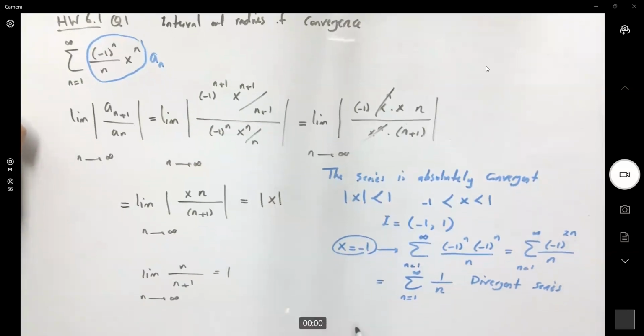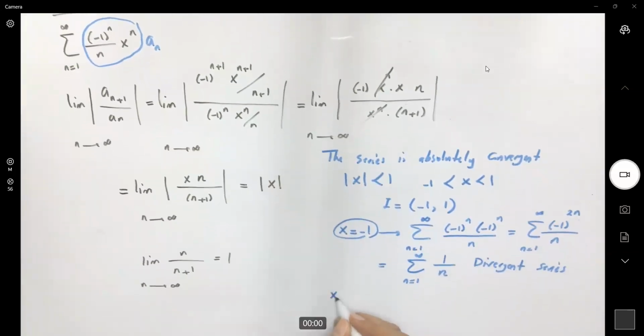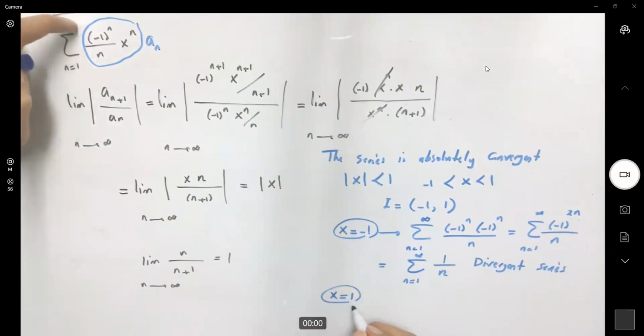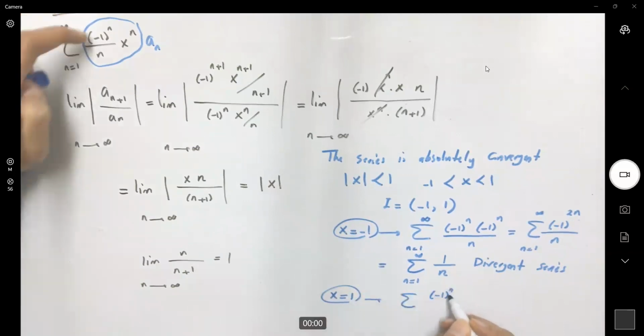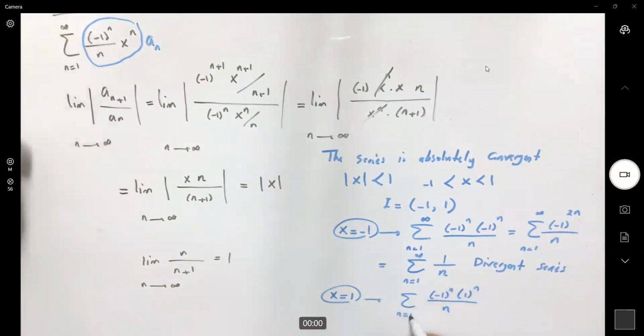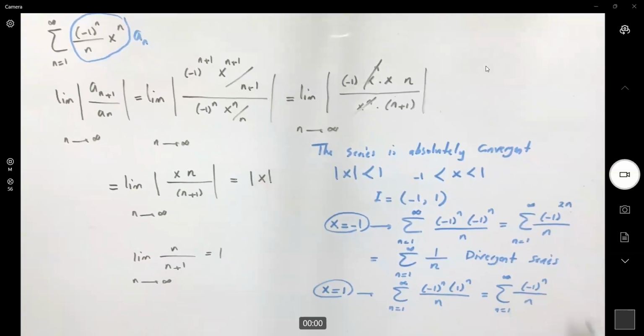Well, what if I plug in 1 into the power series? This becomes the sum of (-1)^n and 1^n divided by n, starting from 1 to infinity, which becomes the sum of (-1)^n divided by n, starting from 1 to infinity. And this is a convergent series. This is an oscillating convergent series. Convergent.